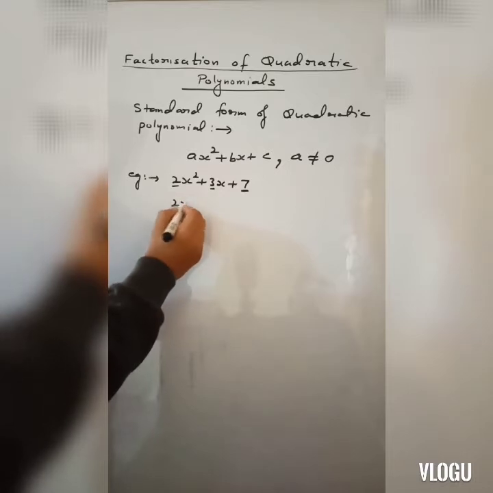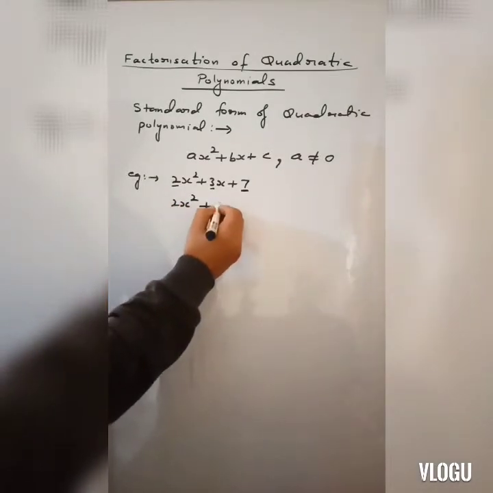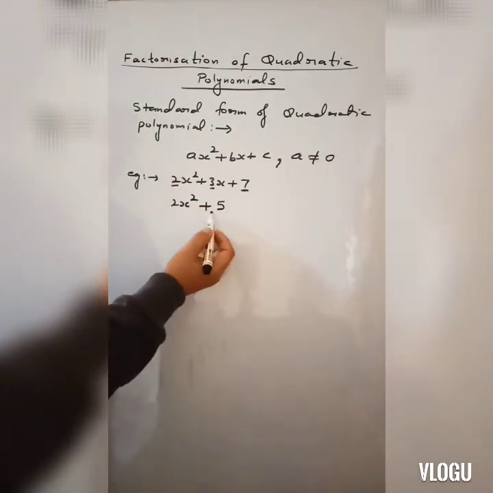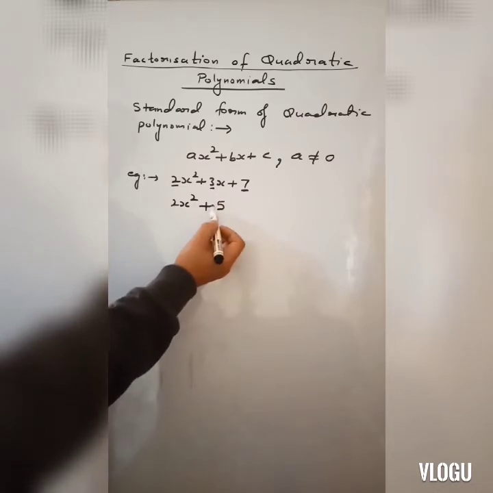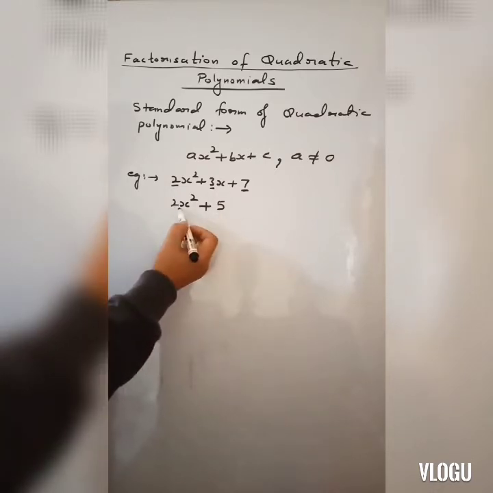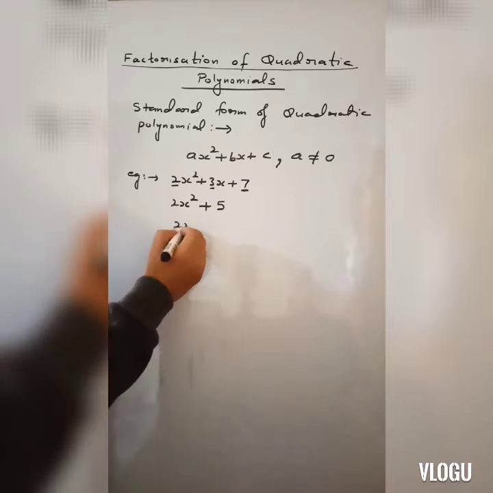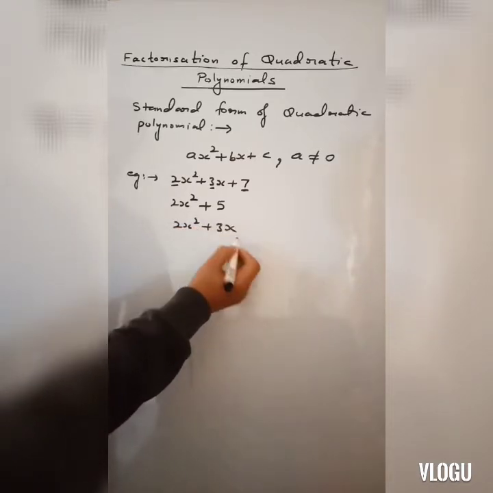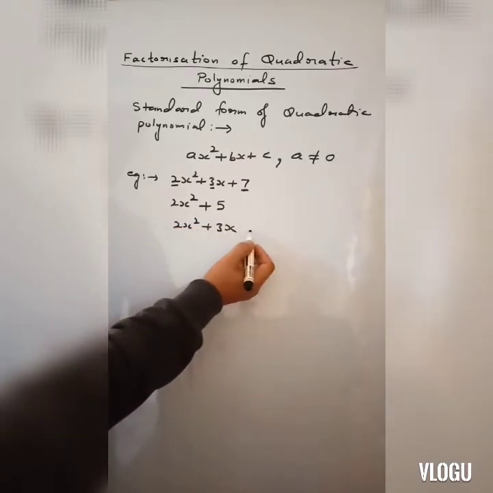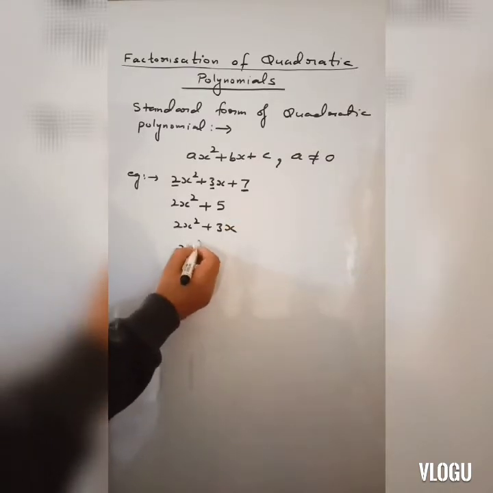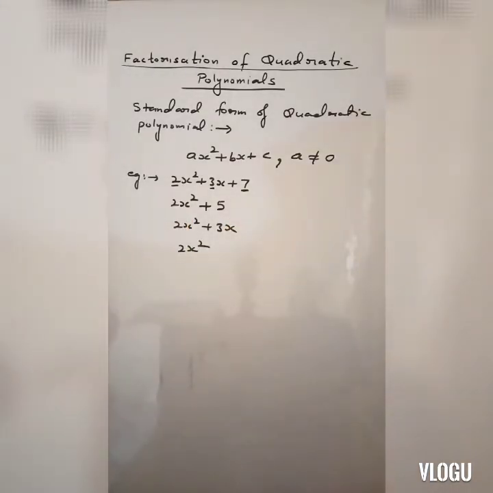Then you can take it as 2x square plus 5. Here you can see the middle term is missing, so b is 0. A should not be 0, but b and c can be 0. It can be 2x square plus 3x, where c is 0. Or both can be 0: 2x square. So these all are quadratic polynomials.